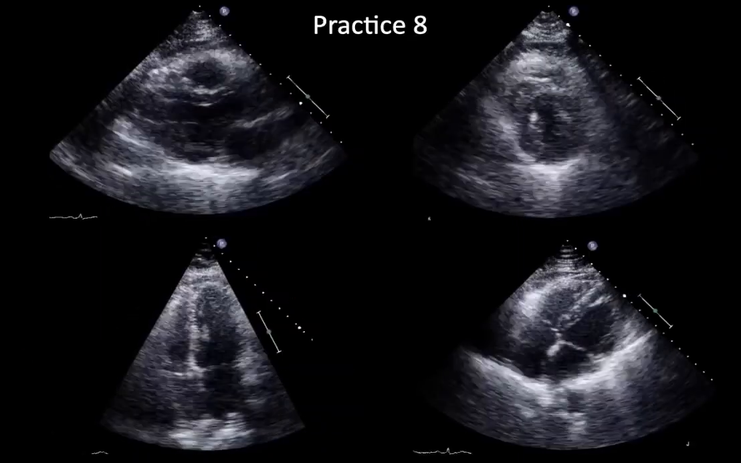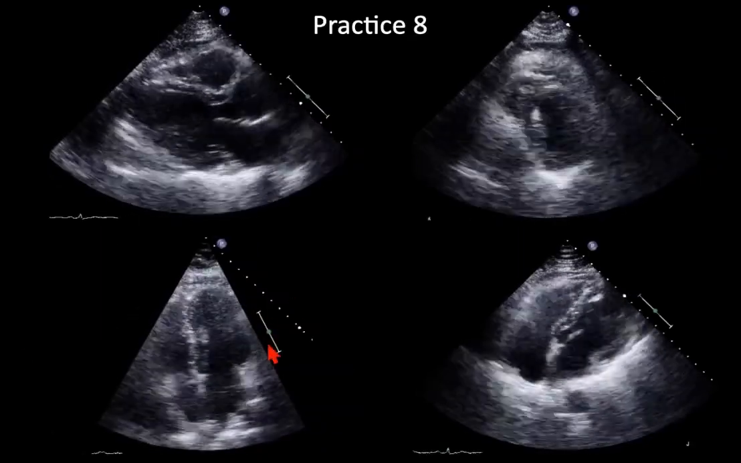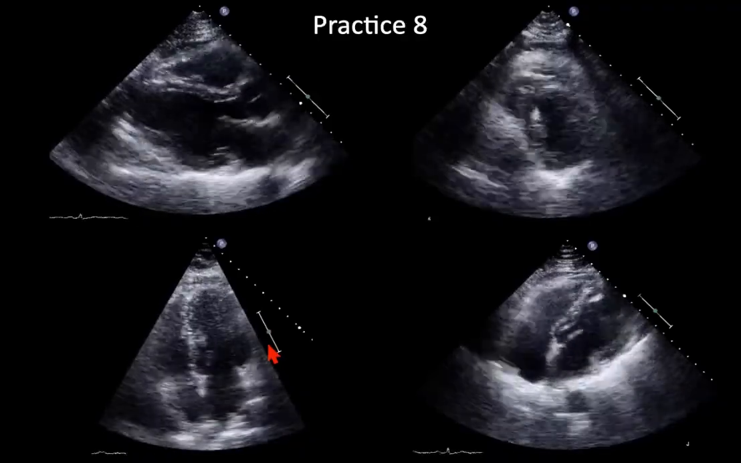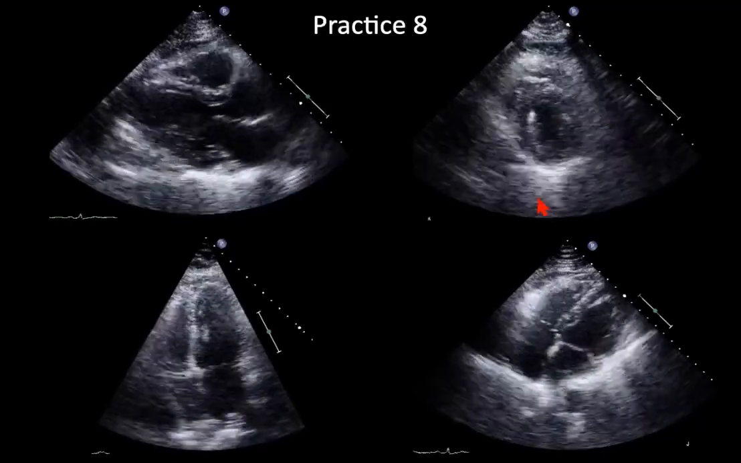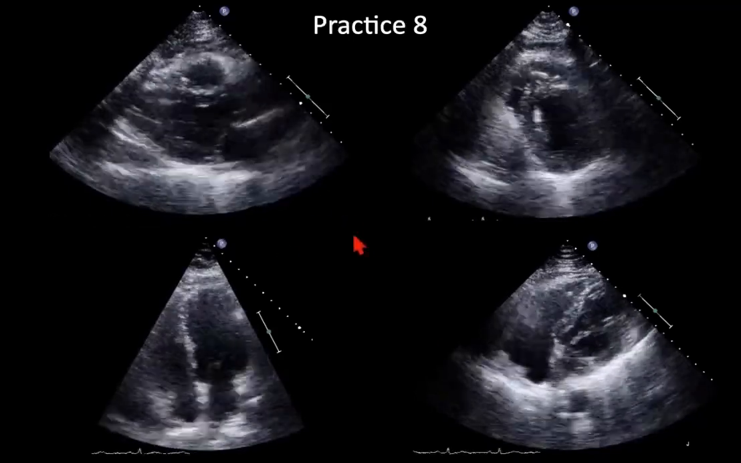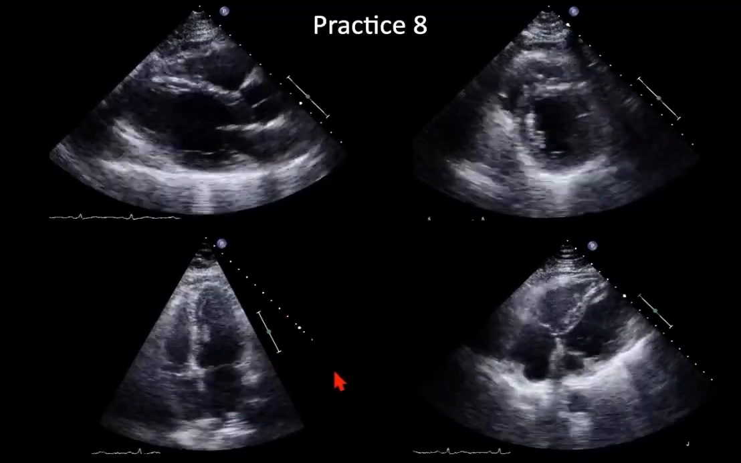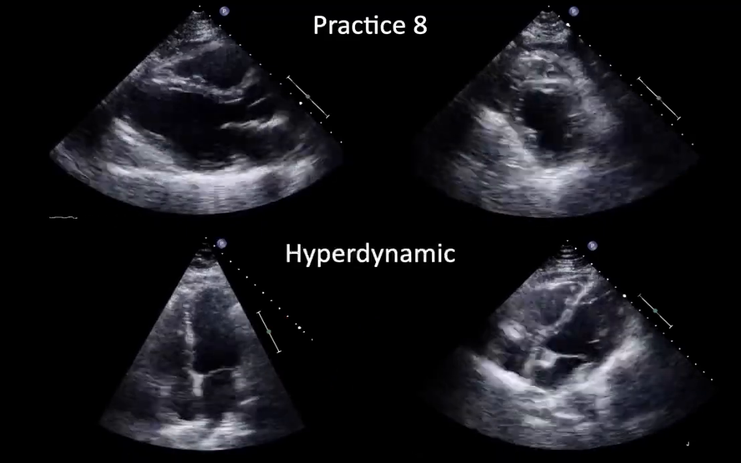Okay, case number 8. Again, this is just to make our eyes more and more used to differentiating normal from hyperdynamic contractility. We have very good thickening and shortening in all windows. And in all windows, you can see that the apical segment is almost kissing. So this is hyperdynamic contractility.